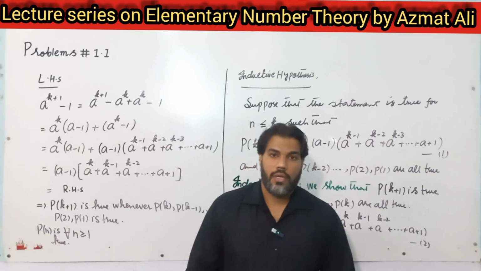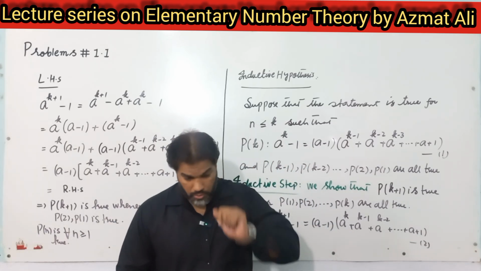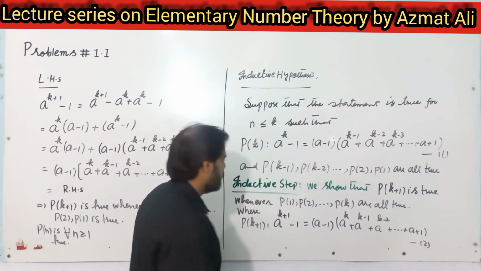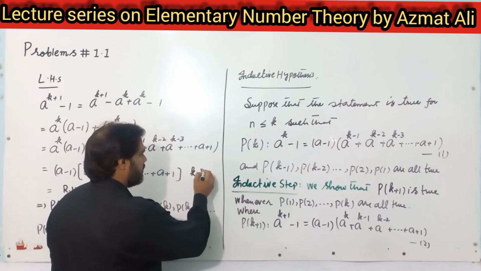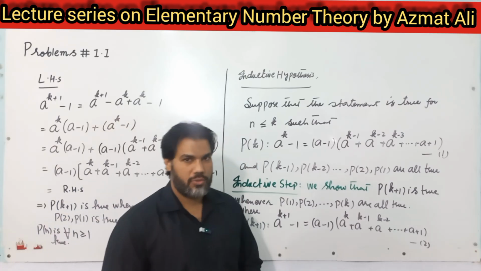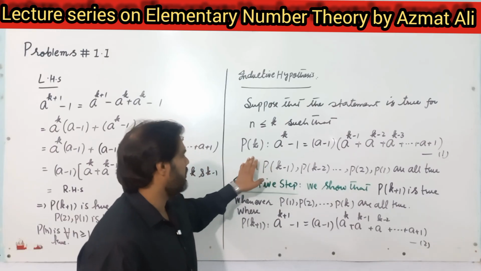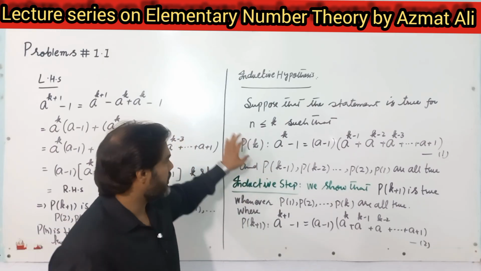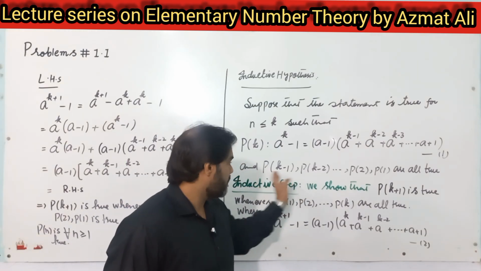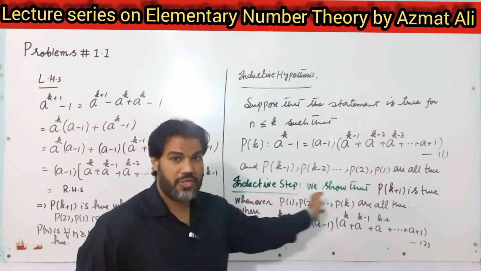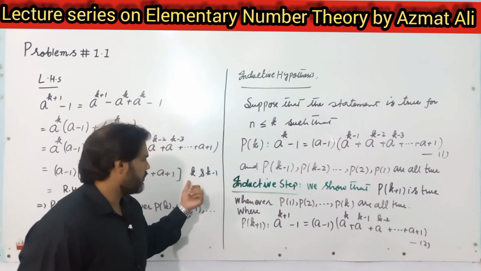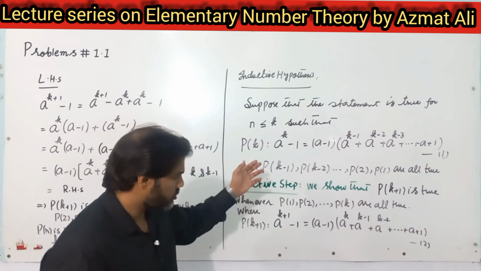In this question, you can use the induction of k and k minus 1 both. This is an alternative method to solve the question. I am using only the induction of k, and the remaining I am using the truth of the statement for all preceding integers. If you want to use the induction of k and k minus 1 both, then you can also solve this question.